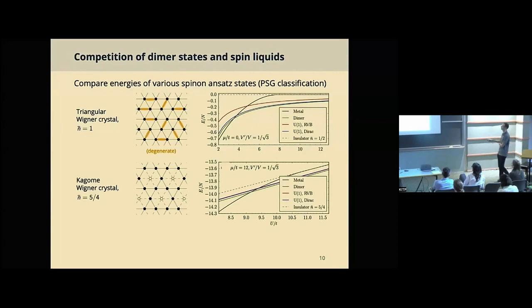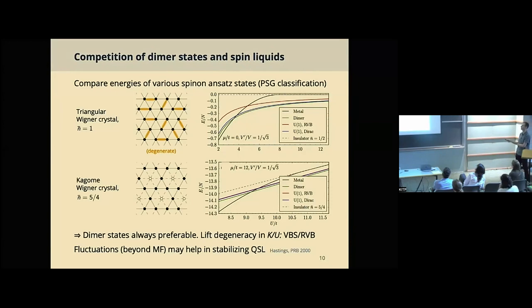But what I want to point out in both of these plots is that this blue curve, which corresponds to the U(1) Dirac ansatz, so here a staggered flux, and on the Kagome lattice similarly, has a very competitive energy to this dimer solution. Okay, so I've mentioned that these dimer states are degenerate. In principle, if you now go beyond mean field theory, in higher order in T over U, we expect that this degeneracy of these different dimer states gets lifted, and there are two different scenarios.